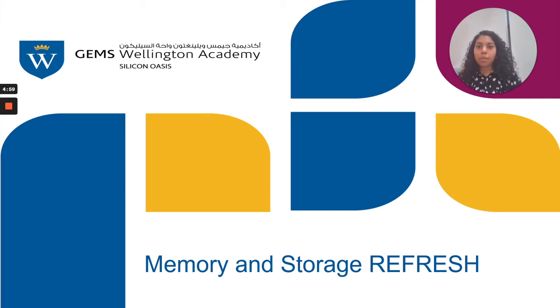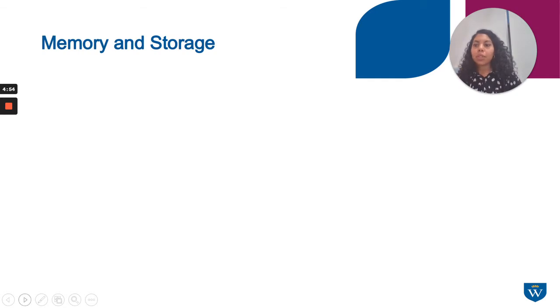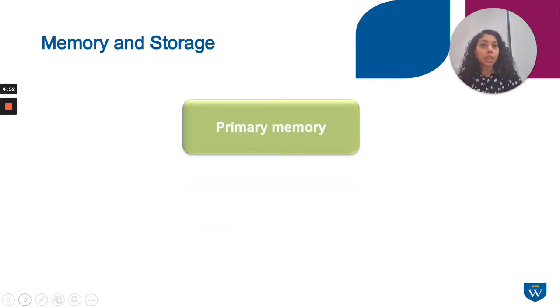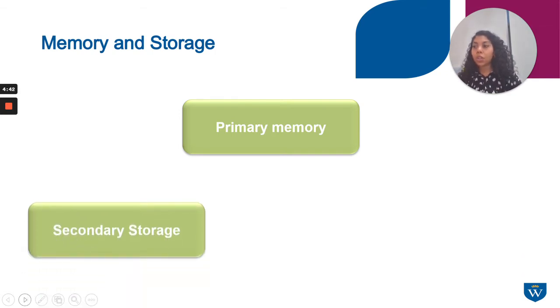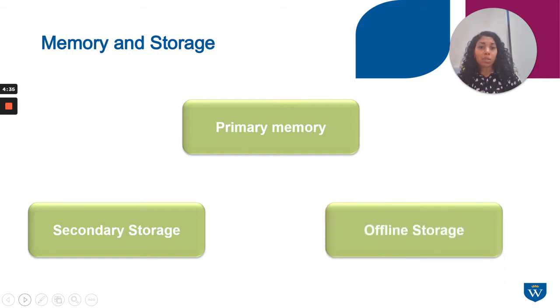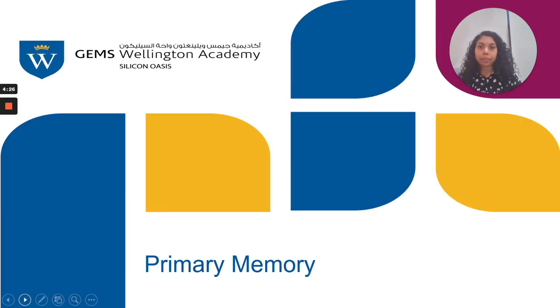Okay, so here is your memory and storage refresh as requested. Memory and storage is broken up into 3 sections. You've got primary memory, which is made of RAM and ROM, so your read-only memory and your random access memory. We've also got secondary storage, which focuses on HDD and SSD. And then you've got your offline storage that focuses on things like optical storage devices, USBs, and any removable internal or external hard drives.